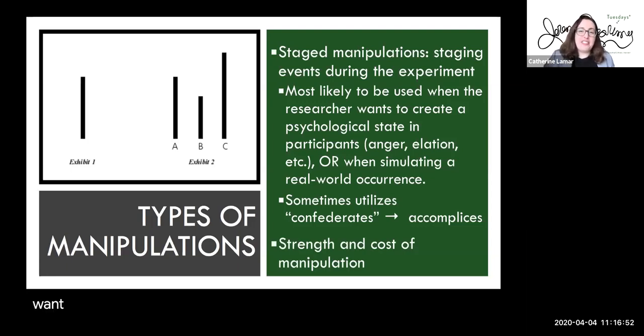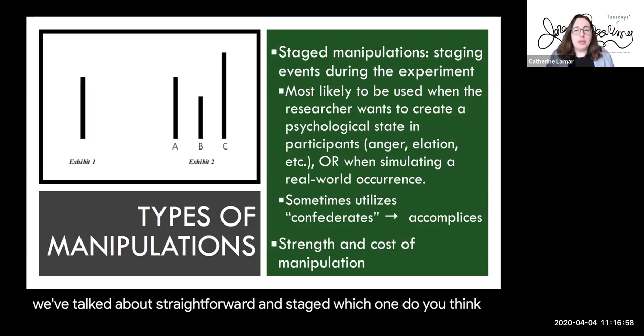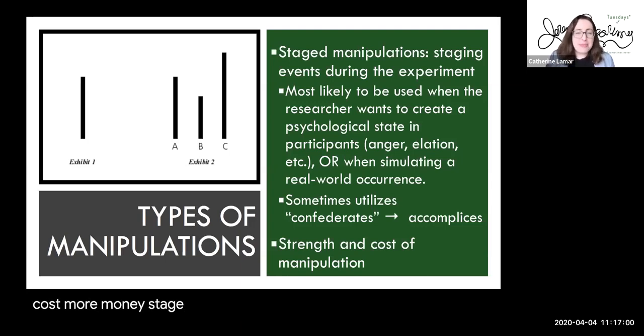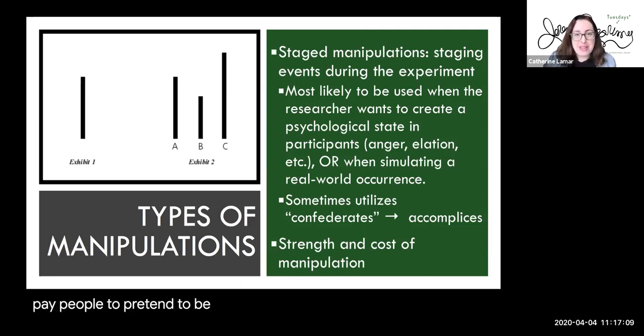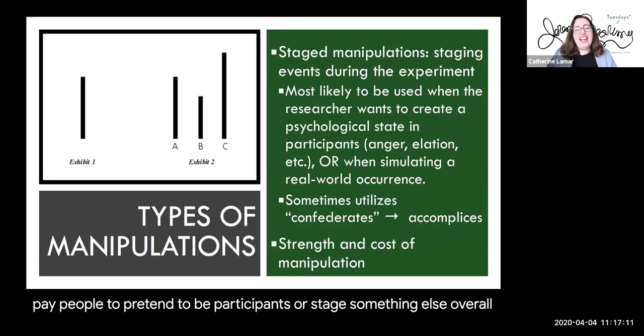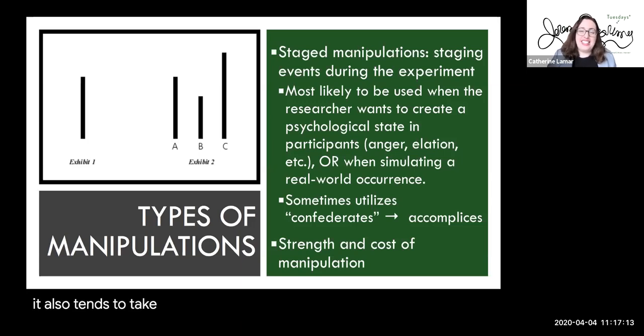Now, I want you to think for a second about the 2 types of manipulations we've talked about, straightforward and staged. Which one do you think costs more money? Staged, absolutely. When you're working with paid accomplices, you have to pay them. And so it takes a lot of money to pay people to pretend to be participants or stage something else overall. It also tends to take a lot more time to conduct a staged experiment.